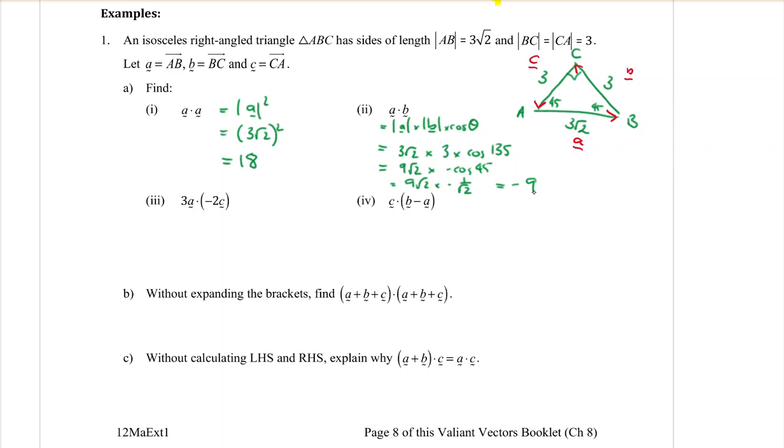Let's do part 3. I have got some constants in there. So I have 3 times vector A, and that's going to be multiplied by -2 times vector C. Now the constants, we can just multiply those together, which is -6 lots of vector A times vector C. Anytime we're trying to multiply 2 vectors together, we're going to use our formula. So this time we're going to leave that -6 out the front. Vector A times vector C is going to be the length of vector A times the length of vector C times cos of the angle between them.